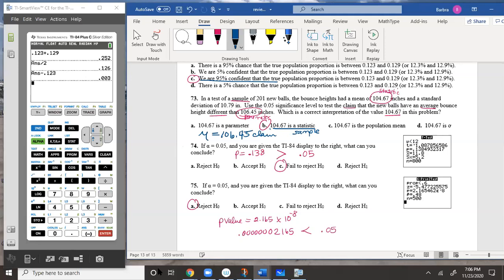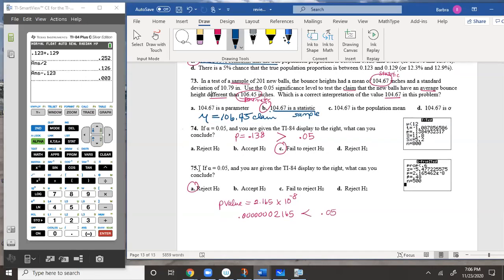Number 74, if alpha is 0.05 and you're given the TI-84 display to the right, what can you conclude? So here the p-value is 0.138. We compare it to 0.05, it's bigger, therefore we fail to reject the null.